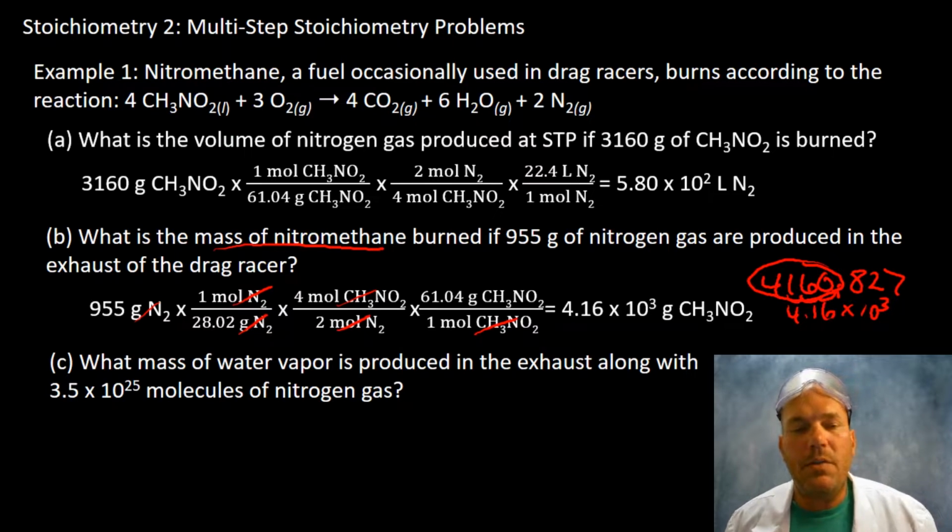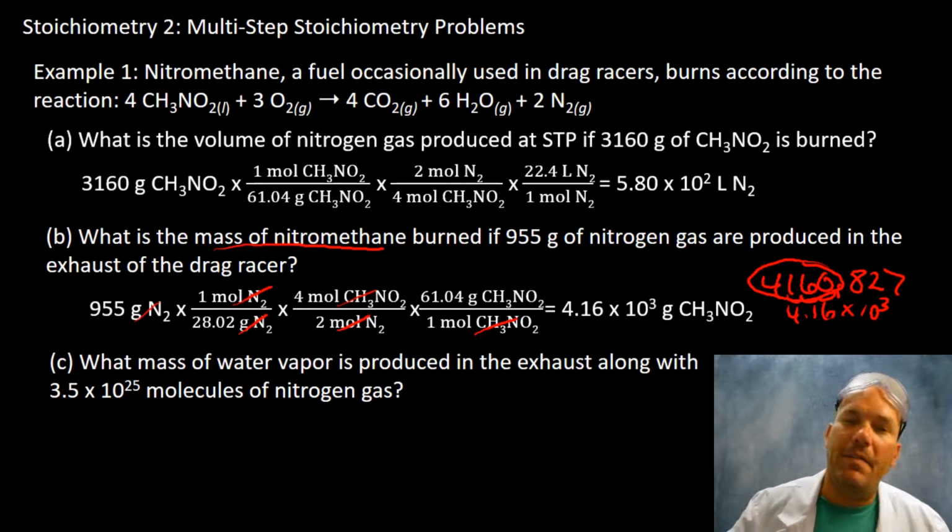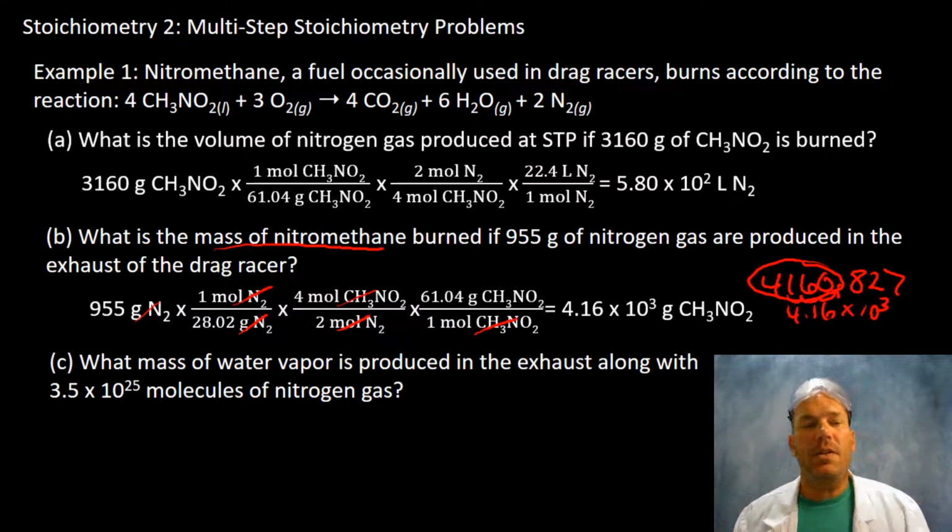All right, so what mass of water vapor is produced in the exhaust along with 3.5 times 10 to the 25th molecules of nitrogen gas? Okay, molecules, those are chemical units.